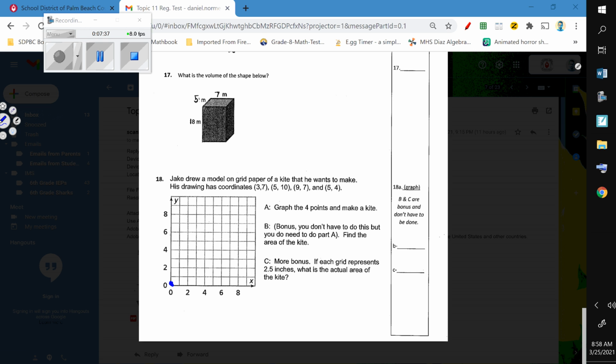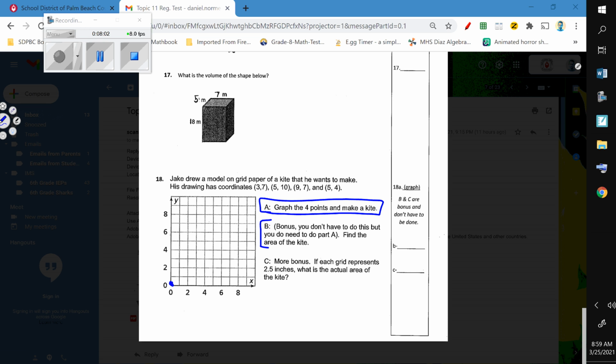Now the coordinates are 3, 7, 5, 10, 9, 7, and 5, 4. Everybody has to do this. Make the four points. Make a kite, connect the dots. Oh, people at home can't do that. So if you're at home, I'm going to give you a free one on that one, okay?